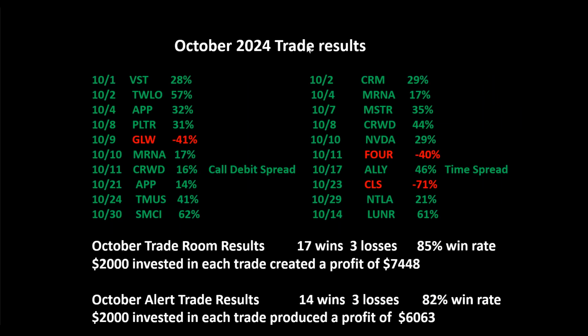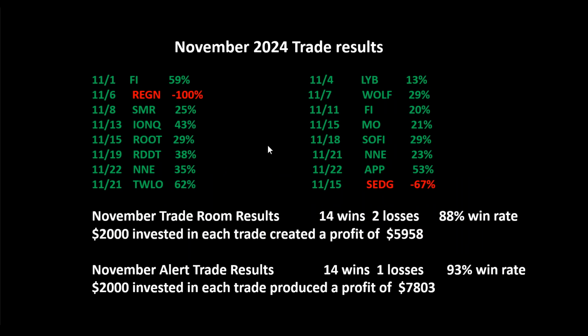Here's the October trades. Pretty good month, bounced back up. Now the room went to 74.48. Alert service went up to 6,063. So October was a good month, and November was a good month as well. 78.03 in the alerts, more in the alerts than in the room, but not a lot of trades. Notice that the market's been really crappy, and the number of trades has dropped off quite a bit.